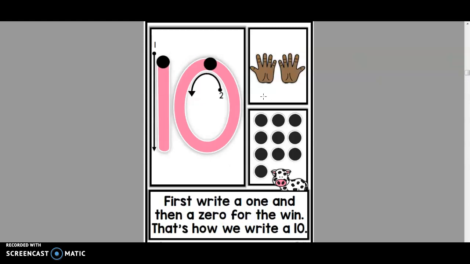Next we have number 10, and this is how we show 10. We show it with both of our hands open, showing all of our 10 fingers. And here we have 10 dots or 10 circles, so we're going to count them. 1, 2, 3, 4, 5, 6, 7, 8, 9, and 10. And this is how we write 10. It's just one stick going down and then one circle.